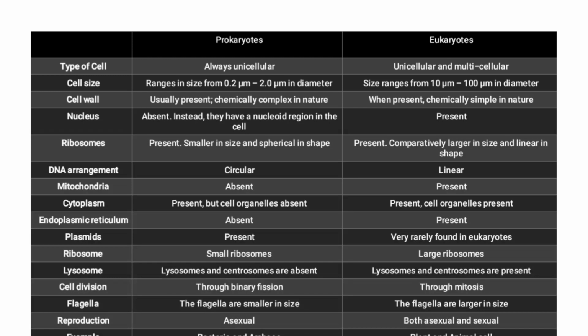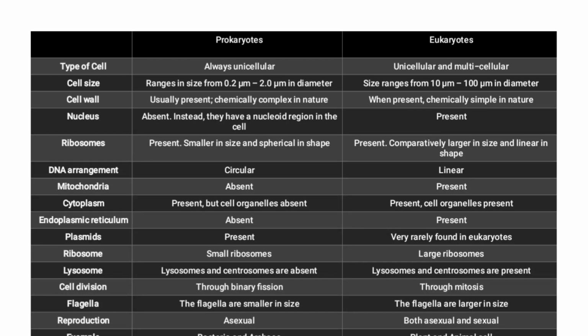Nucleus is absent in the prokaryotic cell. Instead they have a nucleoid region in the cell. In eukaryotic cells, the nucleus is present. Ribosomes in prokaryotes are smaller in size and spherical in shape, while in eukaryotes they are present comparatively larger in size and linear in shape.